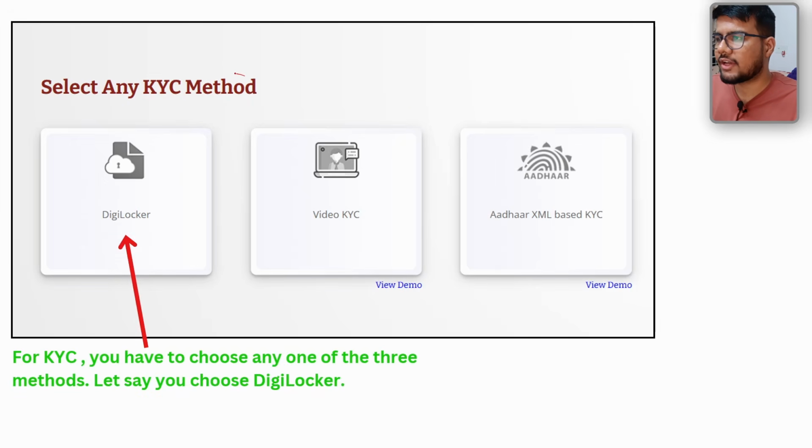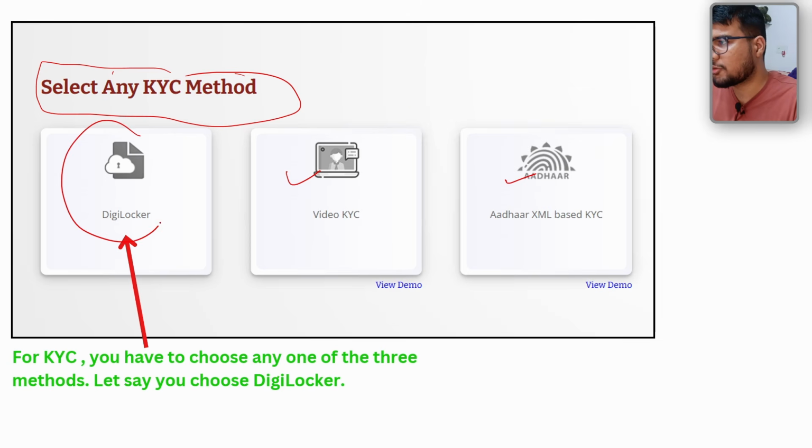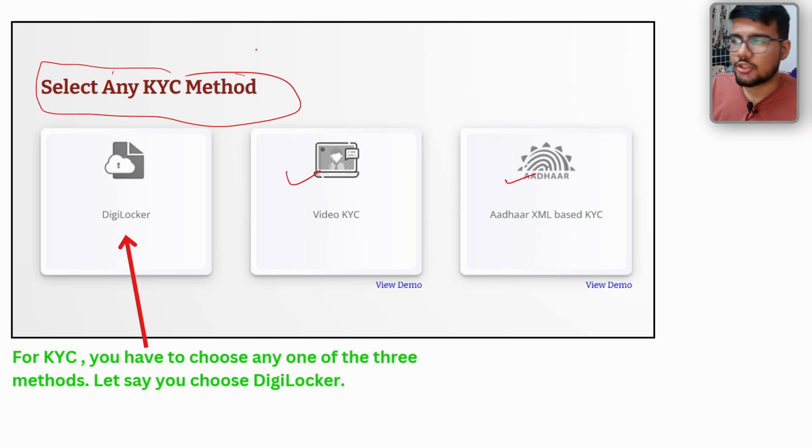Now select any KYC method. Why KYC? Because they want to know about you. Okay, so you can either choose video KYC or Aadhaar, but my recommendation would be to click on DigiLocker. Okay, because the rest of the tutorial depends on DigiLocker, and if you do it by DigiLocker, your work would be very easy. Okay, so click on DigiLocker.